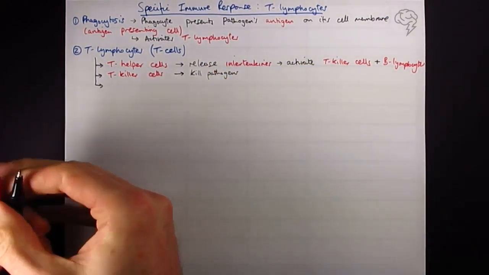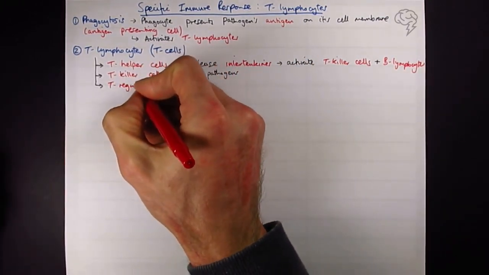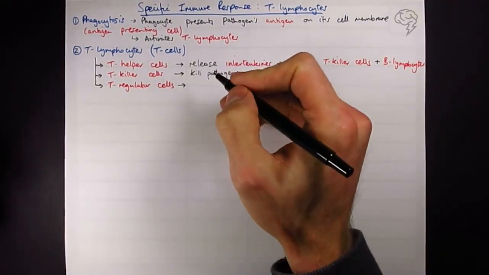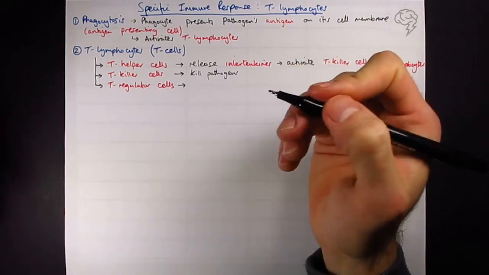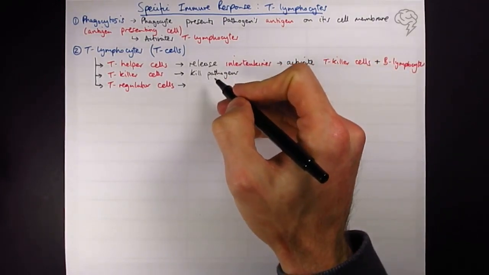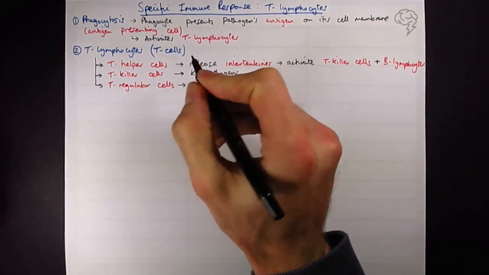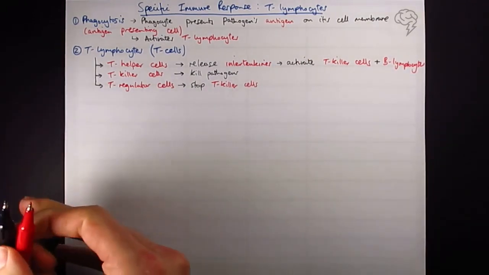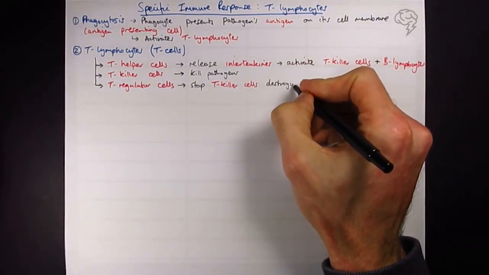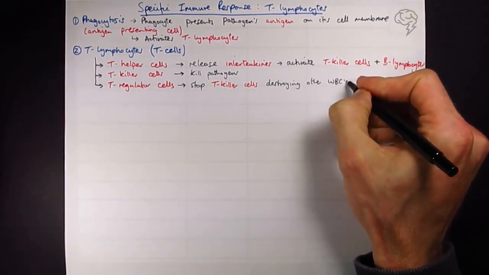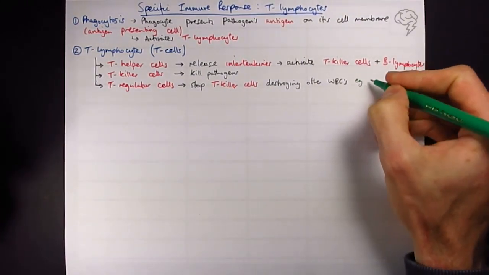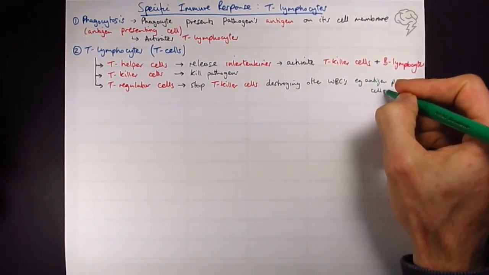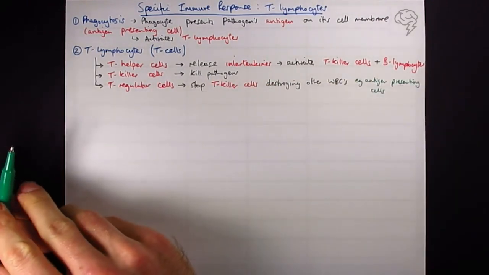And the third type are called T regulator cells. These are going to stop T killer cells from destroying other white blood cells or antigen-presenting cells. They're going to help rein in the T killer cells. They don't kill everything in sight, basically. Any type of white blood cell that's around, so antigen-presenting cells. So these are the 3 types of T cells that we need to know about.